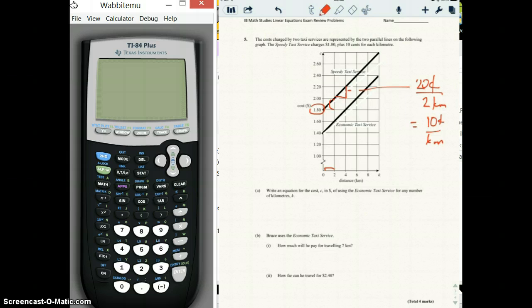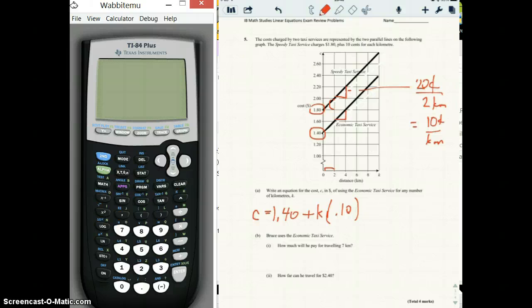Write an equation for the cost C in dollars of using the economic taxi service for any number of kilometers K. So for the economic taxi service, it starts at 140 and it goes up also 10 cents per kilometer. As you can see, it's the same gradient as the speedy taxi service. So we would write that just like we did in our exploration. We would have the cost equals the starting price or the initial fee, which is 140, plus the number of kilometers times the price per kilometer, which is 10 cents. We'll put the 0.10 because 0.1 is $0.1.